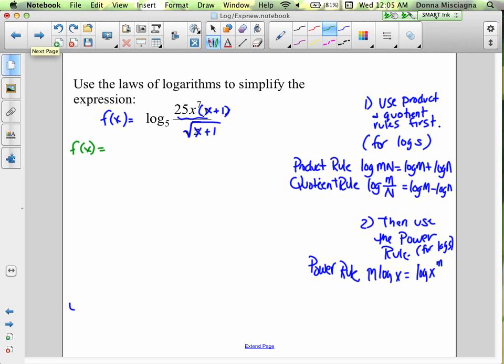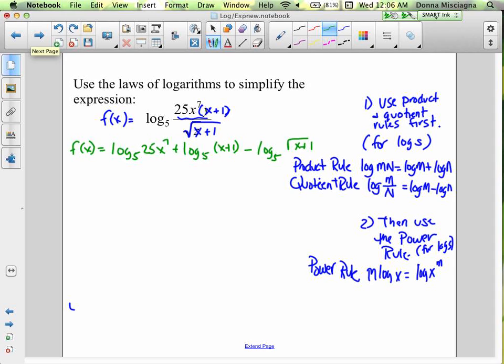So I'm going to break up that product. So I have log base 5 of 25x to the 7th, and that product is going to become a sum, plus log base 5 of x plus 1, minus, I'm trying to squeeze it in here, log base 5, the division, the quotient is now going to become a difference, of the square root of x plus 1. All right, so that was our first step. We used the product and quotient rules for logs to separate this out into separate logs.